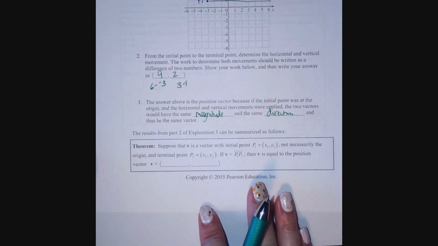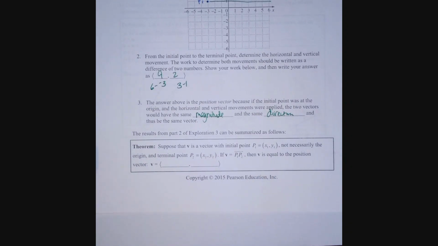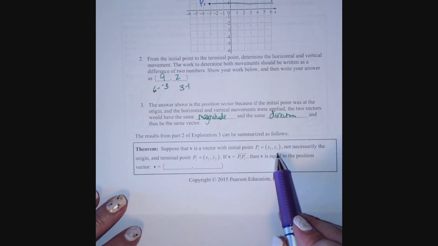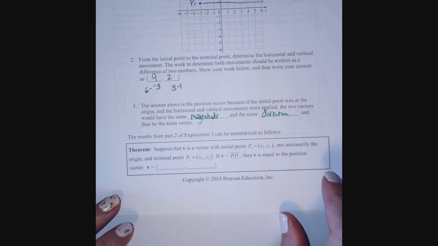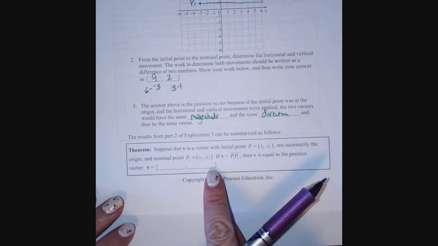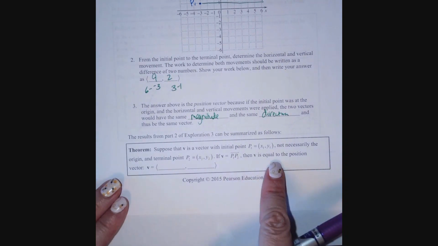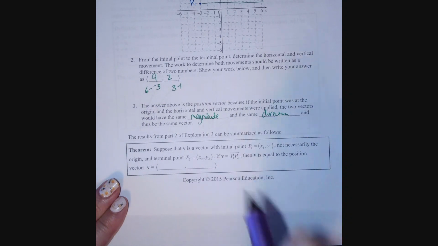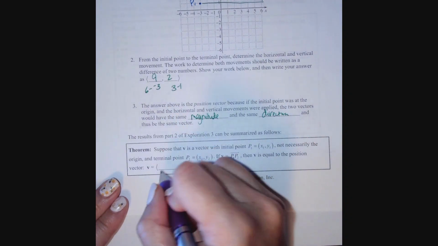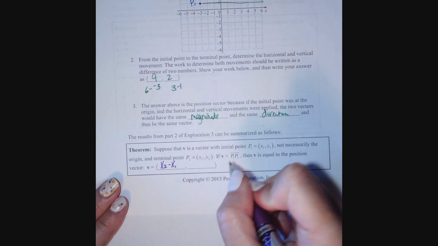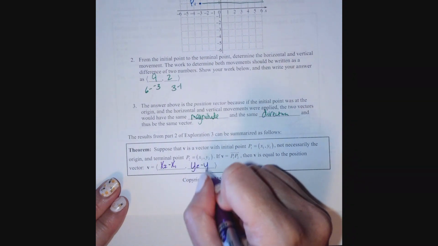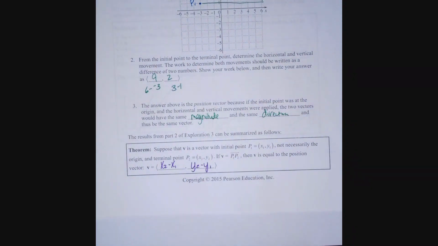Okay, here's our theorem. Suppose that v is a vector with an initial point at (x1, y1), not necessarily the origin, and the terminal point at (x2, y2). Then v is equal to the position vector. We find the distance along the horizontal that we shifted and the distance along the vertical that we shifted. That gives us the components for our vector.